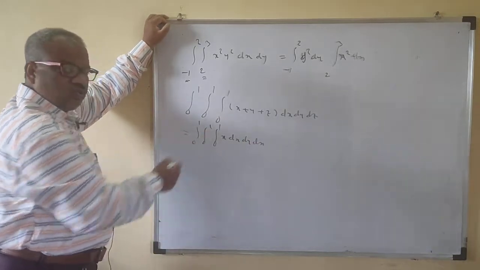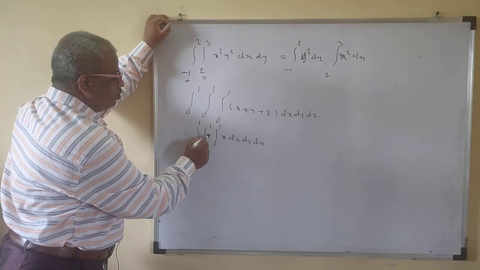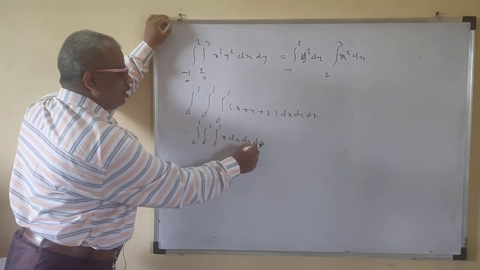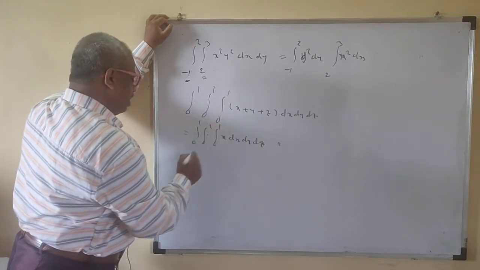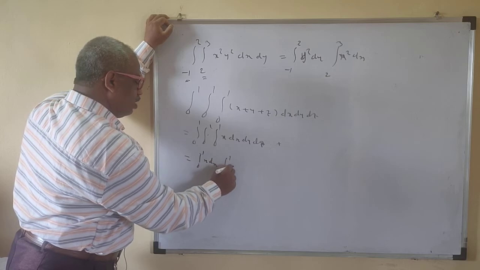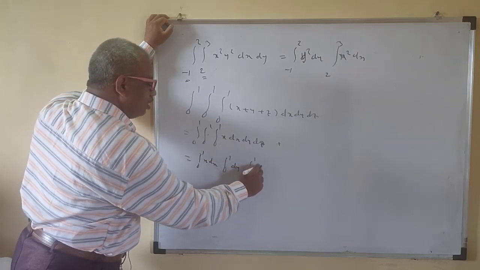Now this is 0 to 1, 0 to 1, so I can write this as 1, 1, this is y, this is z, this is dx, dy, dz. So you can separate like this. I can write this as 0 to 1 x dx, 0 to 1 just dy, 0 to 1 dz.